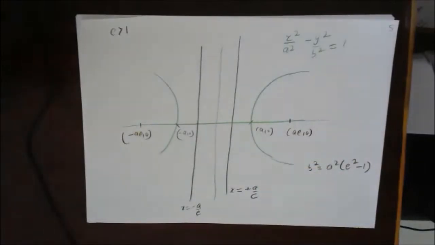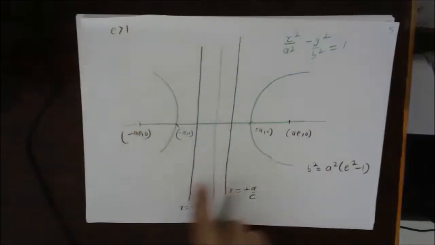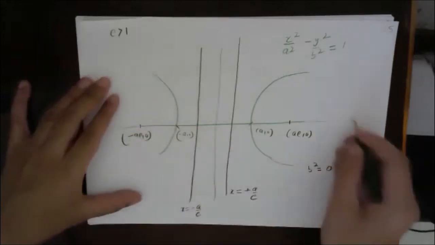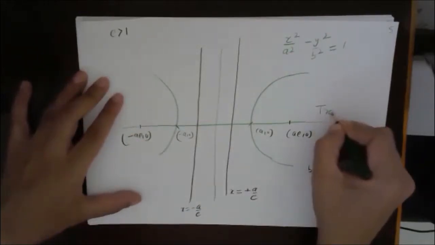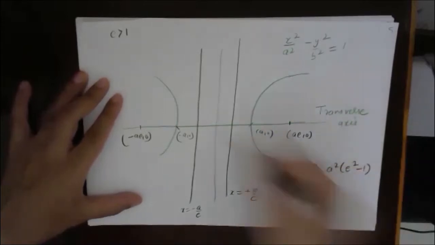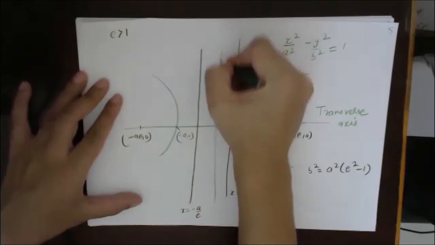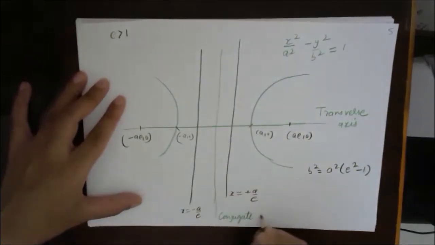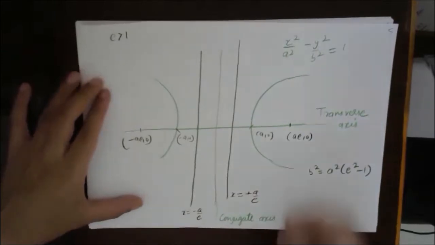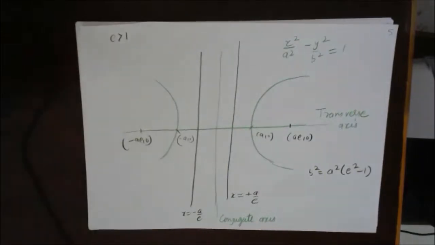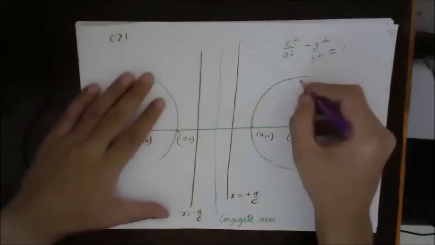Now the first thing we have seen: these are foci and directrix. After this, we'll see the axis. This axis is known as the transverse axis, and this y-axis is known as the conjugate axis. Okay, latus rectum. I will use a different color so that it will be differentiated. So this will be the latus rectum.